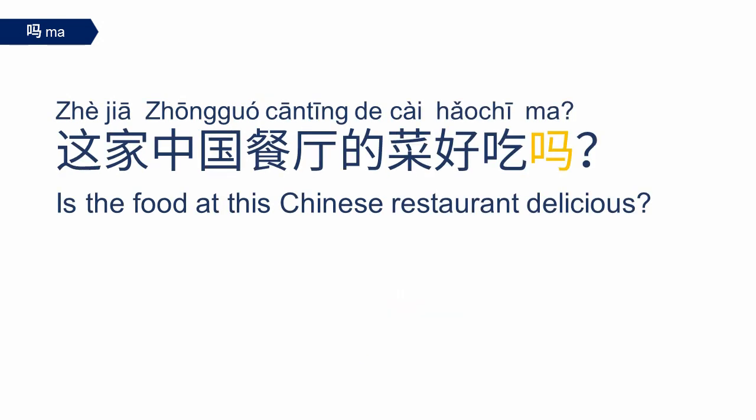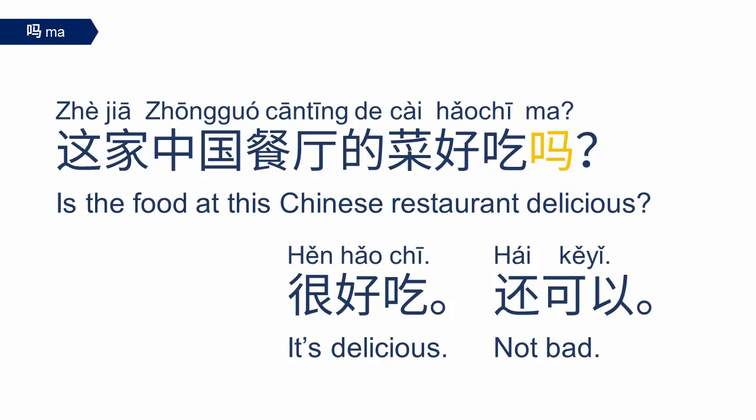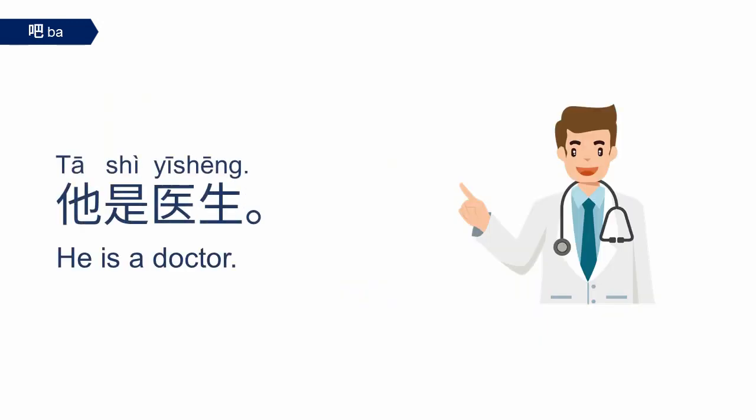Okay, and let's have a look at the sentence again. 这家中国餐厅的菜好吃吗? In this sentence, we only have an adjective. So for the yes response, we will just use the same adjective used when the question was asked. If yes, we can say 很好吃 or 还可以, not bad. If the response is no, we can say 不好吃. Good.